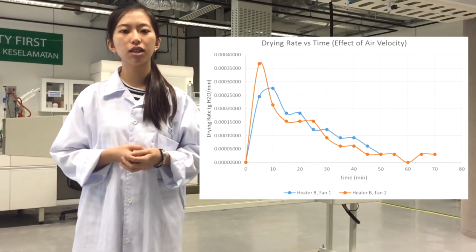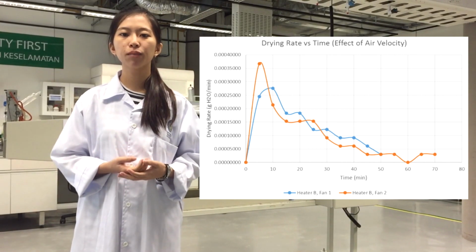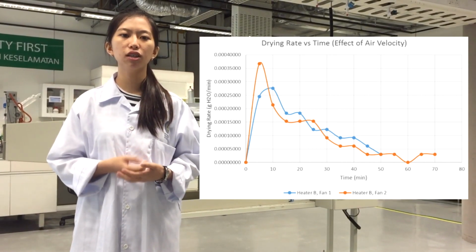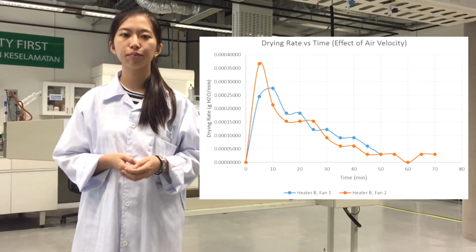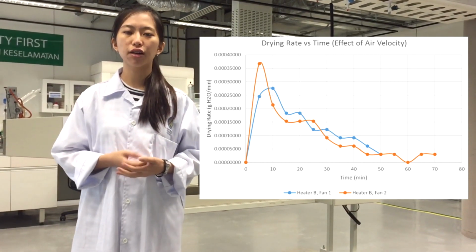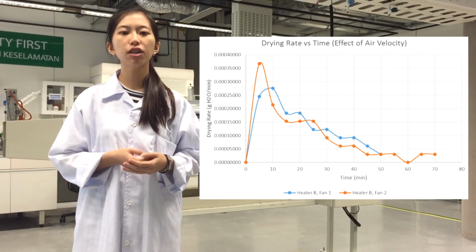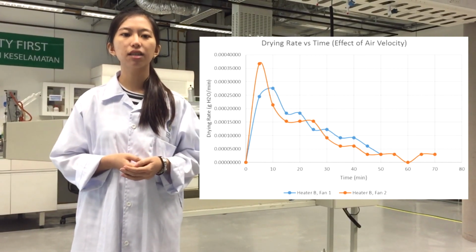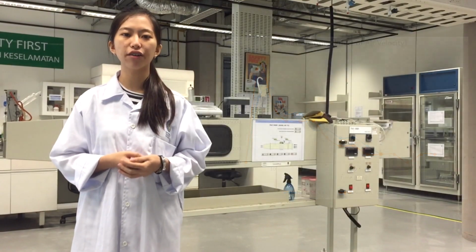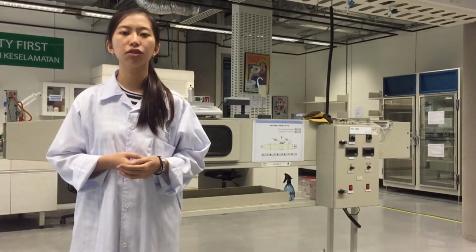The reason for this is that a higher air velocity will have higher relative humidity due to more water being evaporated to the surrounding air. When the humidity of the surrounding air is higher, the diffusion of water from the solid to the solid surface will be harder. Hence, this results in a decreasing drying rate and a longer time for complete drying.